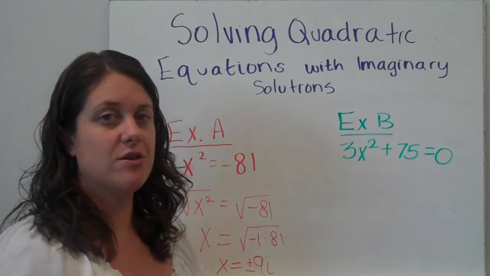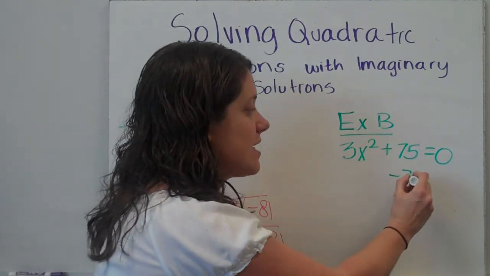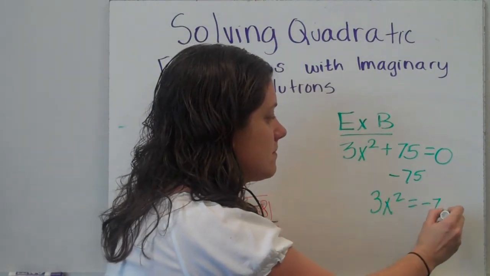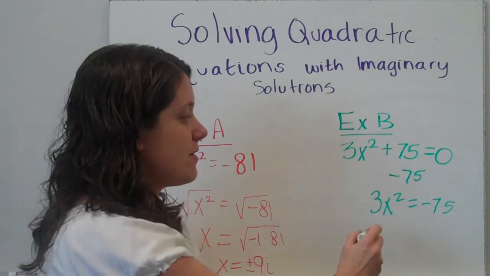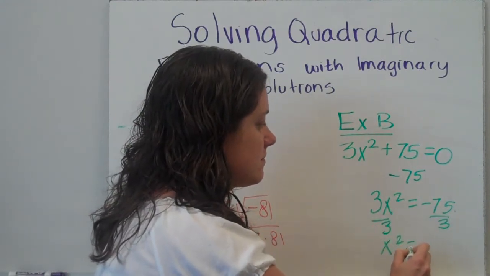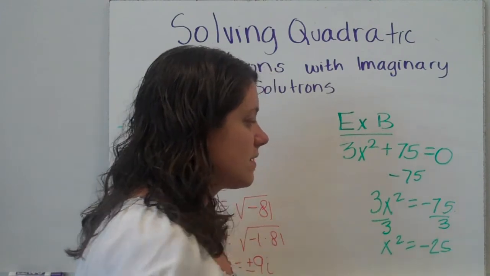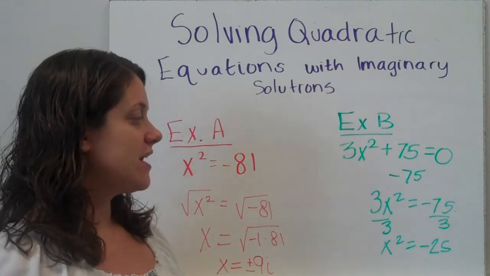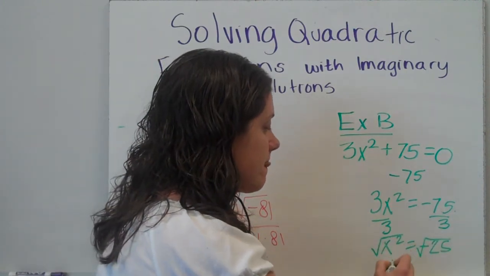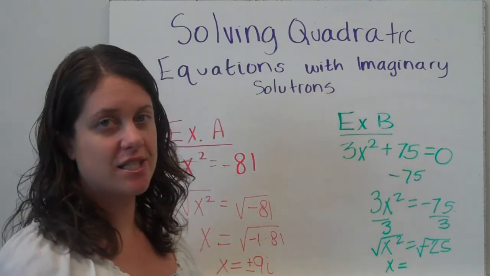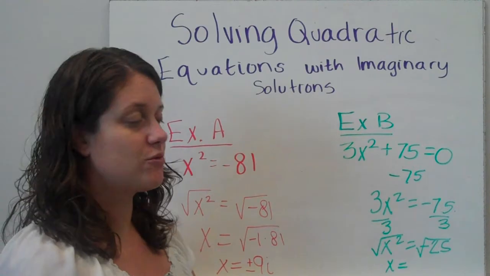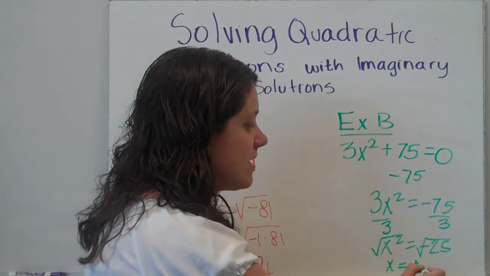So if I solve this, I'm going to use inverse operations. I'm first going to subtract 75. Okay, then I'm going to divide by 3. So I end up with this, and then if I take the square root of both sides, remember when I take a square root, I don't know if it's positive or negative because it's x, so we're not sure which it is. So it would be positive or negative.